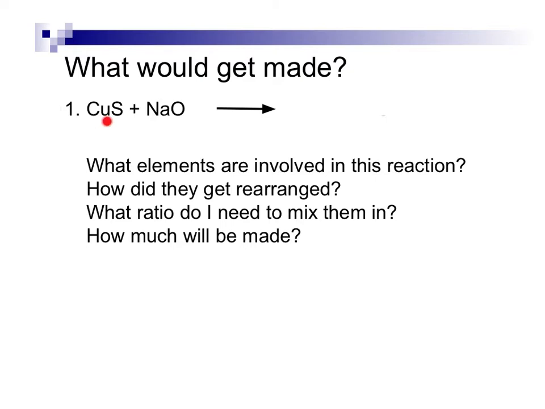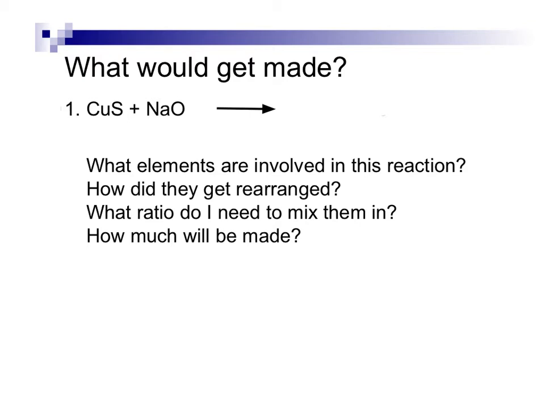If we take CuS plus NaO, what type of reaction does this look like? Remember to identify elements. Look for capital letters. Here I have one element plus another stuck together in a compound. This is copper sulfide. Plus two more elements because I have two more capital letters stuck together in a compound. This compound is sodium oxide. So if you have two elements plus two elements, this looks like a double displacement pattern.